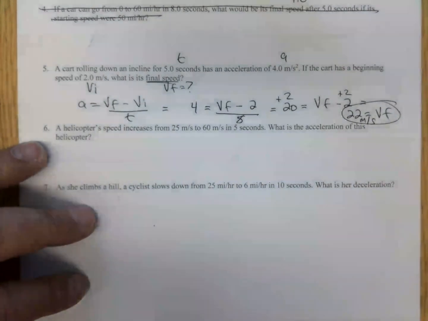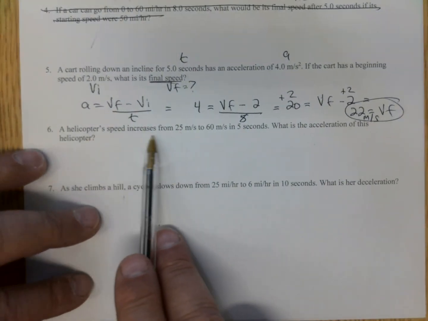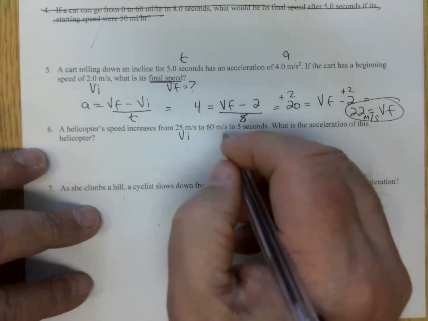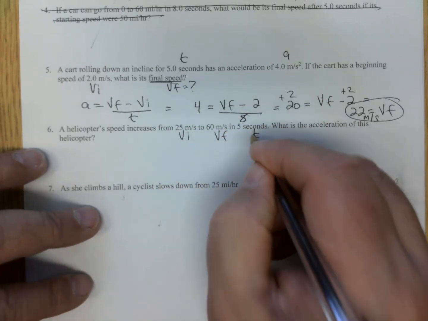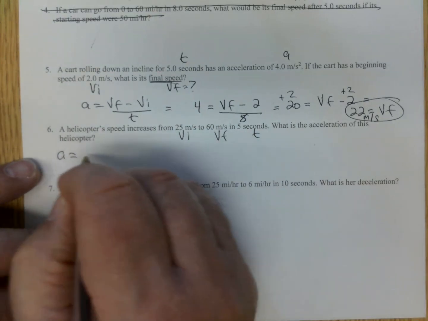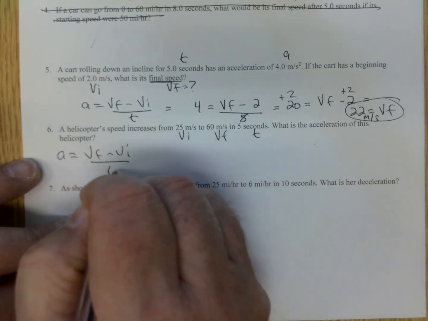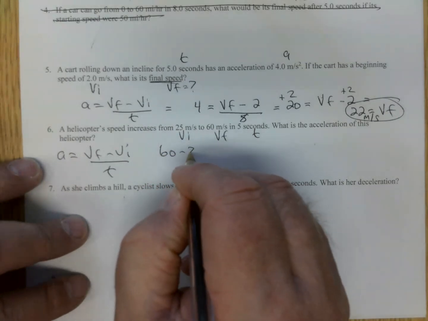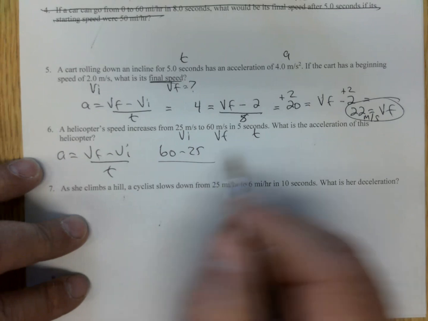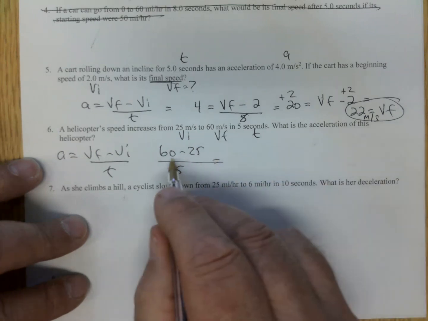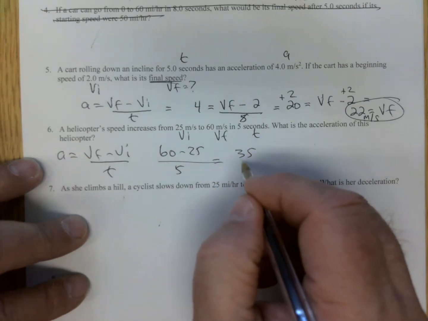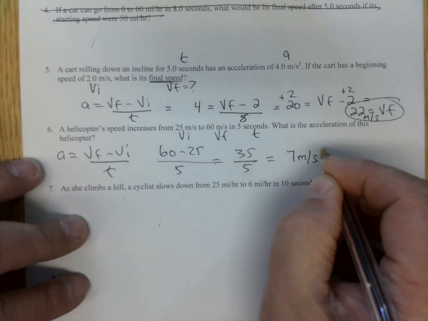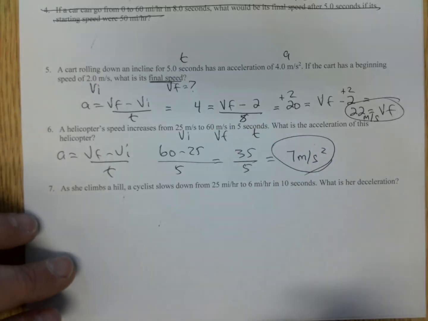Then we look at number 6. It says a helicopter's speed increases from 25, that's our v of i, to 60, v of f, in 5 seconds time. What is the acceleration? It's a pretty easy one. We've done these. Divided by time. Then we're just going to do v of f, 60 minus 25, v of i, in 5 seconds. 60 minus 25 is 35. Divided by 5 is 7 meters per second squared. That's our answer.